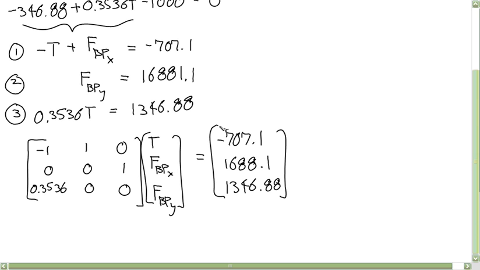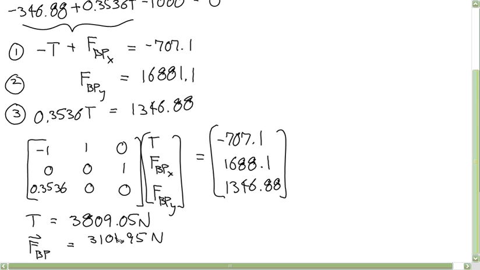And if you solve that, what I got was T is equal to 3809.05 newtons, and F_BP as a vector is equal to 3101.95, 1688.1. Anybody get all the way to those answers?